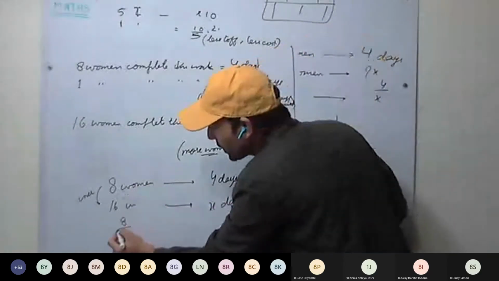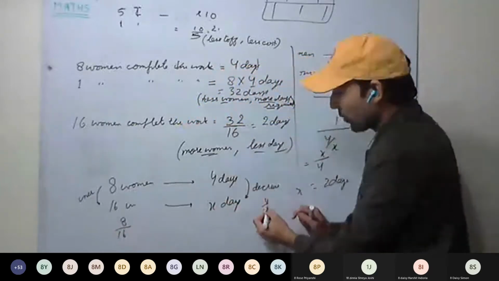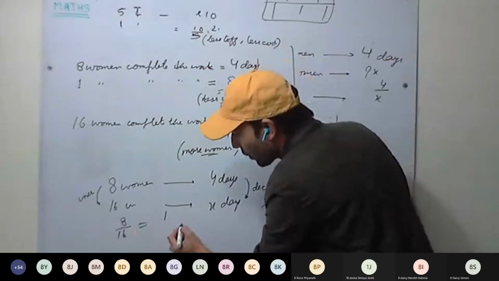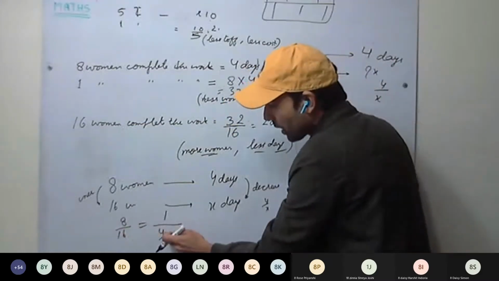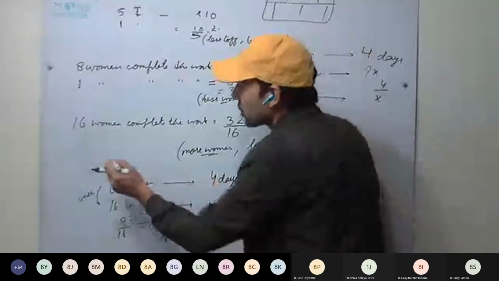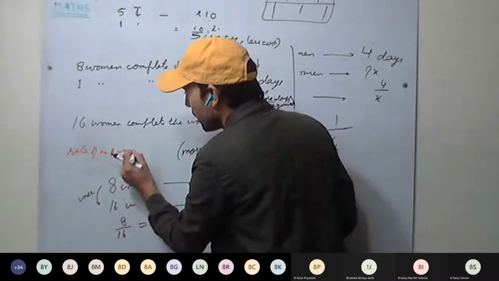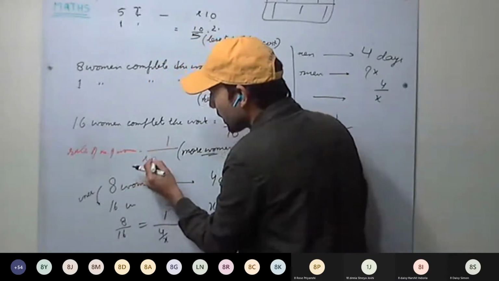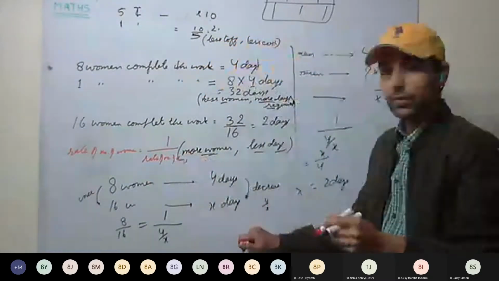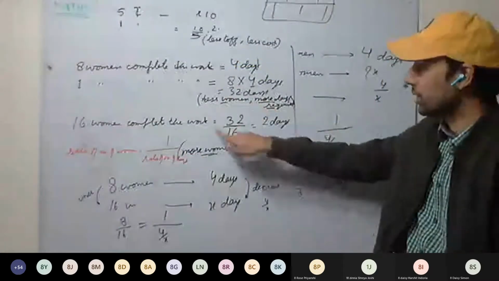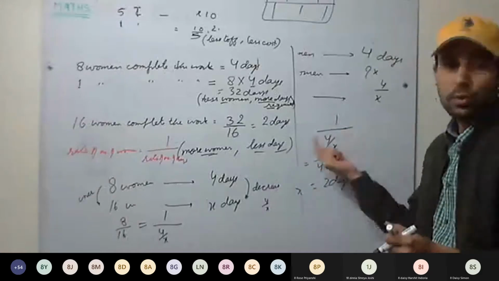So 8 upon 16 is the ratio of the number of women. Here 4 upon x is the ratio of the number of days. 8 upon 16 equals 1 divided by 4 upon x. They are in inverse variation. So the ratio of the number of women equals 1 upon the ratio of the number of days. Understood this one? Both ways. This is the second way. This is the first way. You can opt any way, but you must know both.